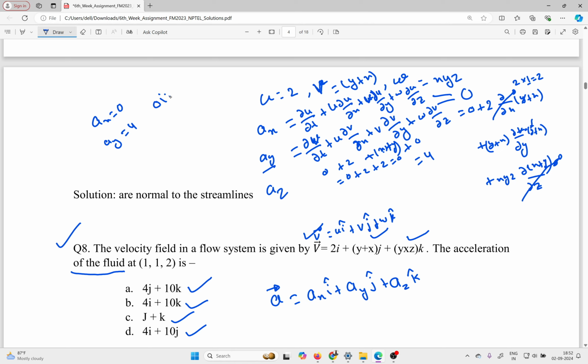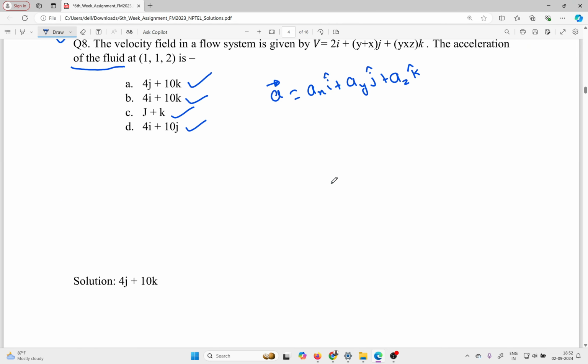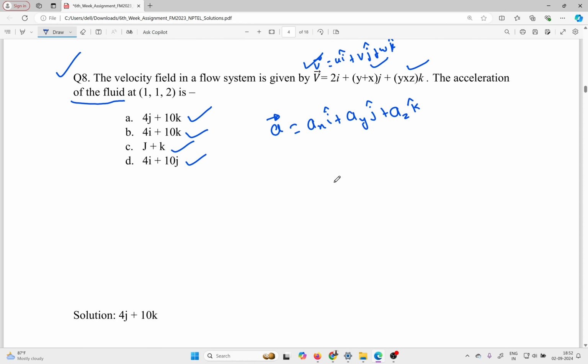So ax is equal to 0, ay is equal to 4. So 0i plus 4j. If you see your j component with 4, only one option is given, option A. So option A might be correct. Yes, option A is correct.